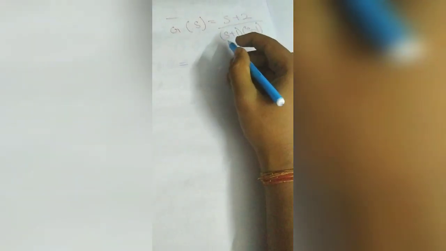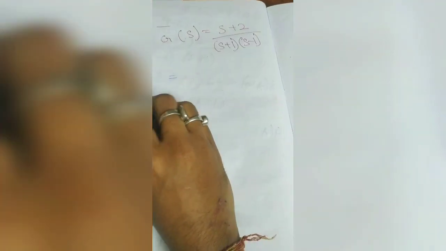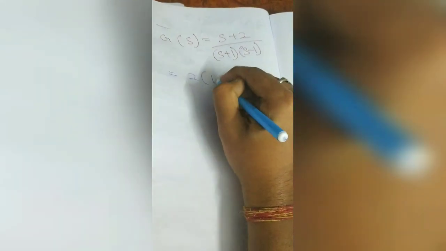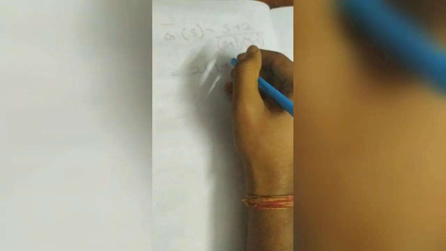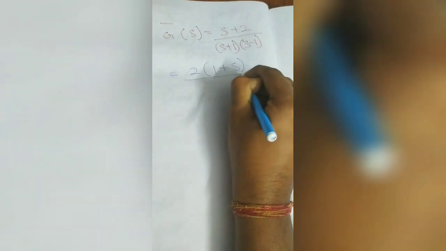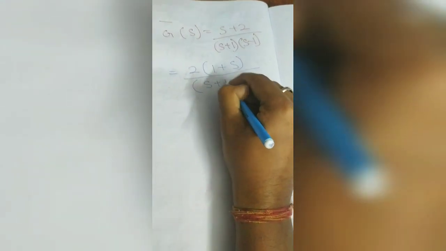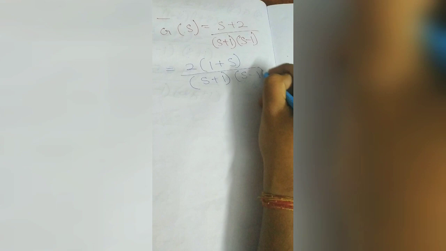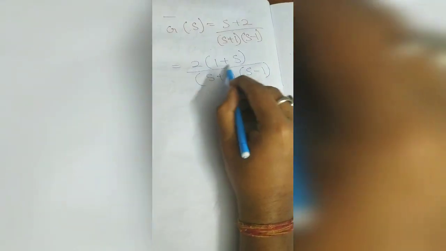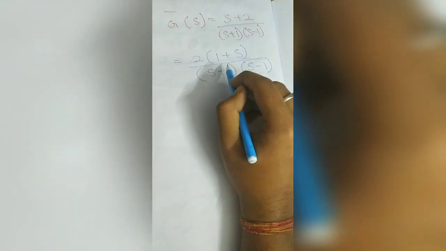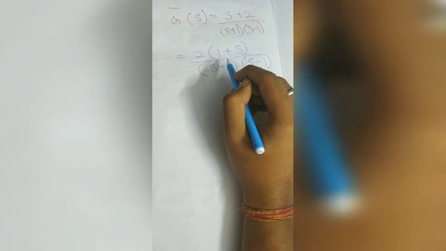So let's continue. Let's start from this new numerical. See, G(s) is equal to (s plus 2) by (s plus 1)(s minus 1). What we do now is represent s plus 2 as 2 into (1 plus 0.5s), so that we can find the magnitude of G(j omega) and the angle of G(j omega).